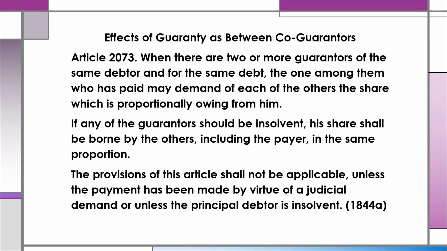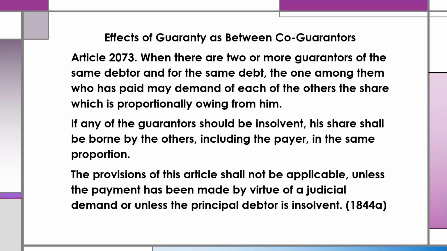This section refers to a situation where there are 2 or more guarantors of the same debtor and for the same debt. So, for example, there is the creditor, the debtor, and 3 guarantors. Guarantors A, B, and C. So for example, guarantor B paid the debt of the debtor, then B can demand reimbursement from the other guarantors, their relationship being joint. So they share their liability equally. Therefore, if one of them pays for the debt of the debtor, he can demand of each of the others the share which is proportionately owing from them.